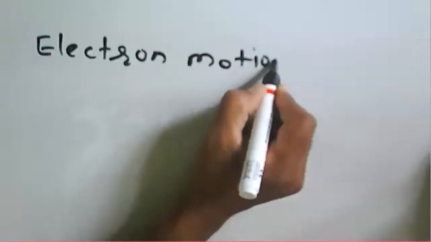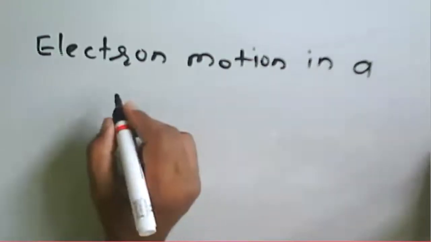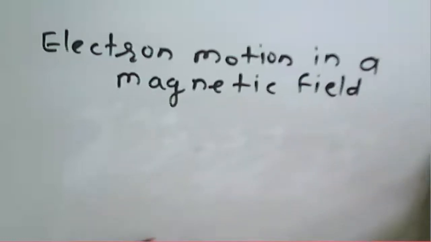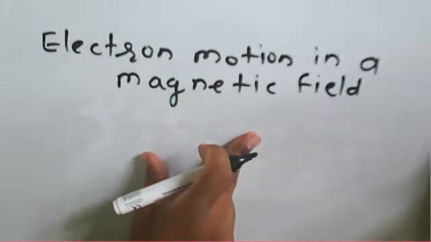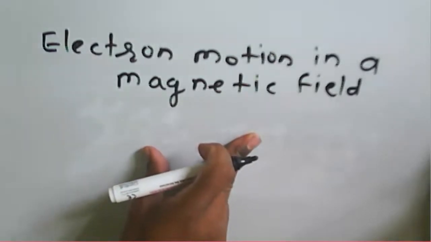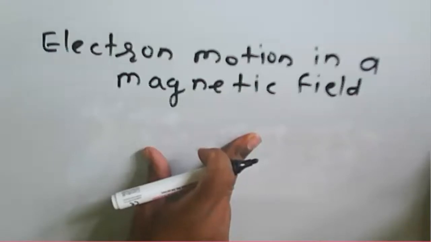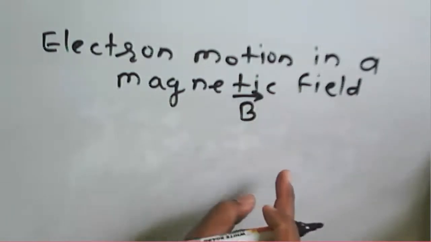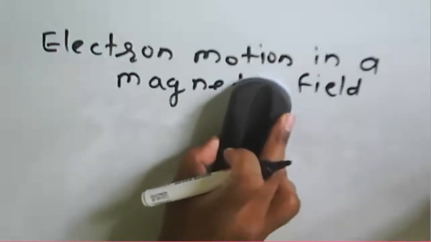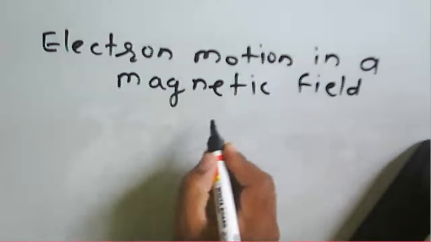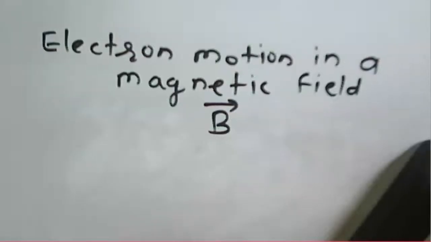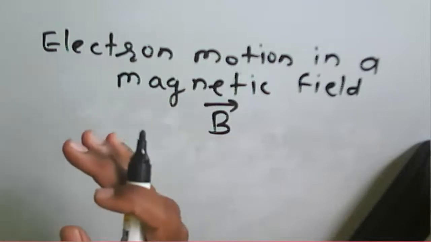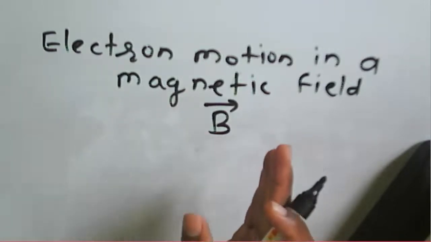Electron motion in a magnetic field. Now consider that there is a charged particle, or electrons, in motion in a magnetic field. Generally, we use the magnetic flux density B to define a magnetic field, so that is the vector B. We say that the electron is in motion in a magnetic field.